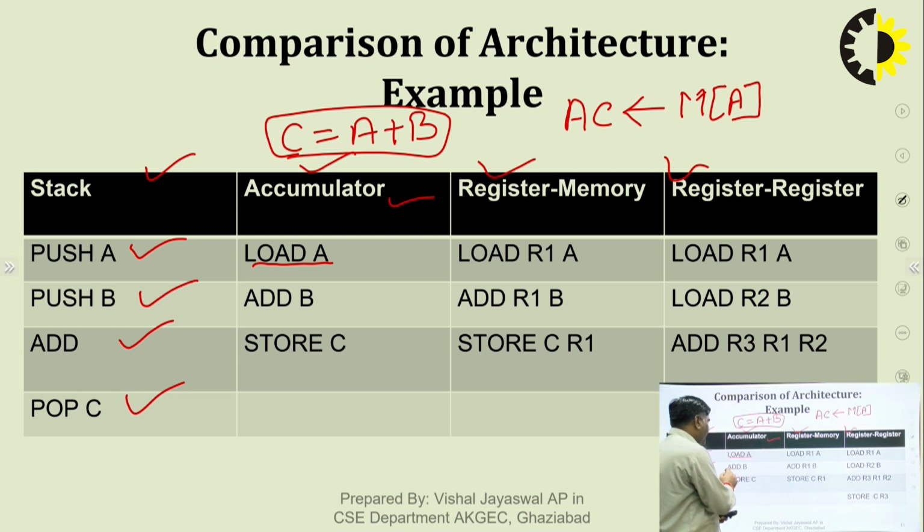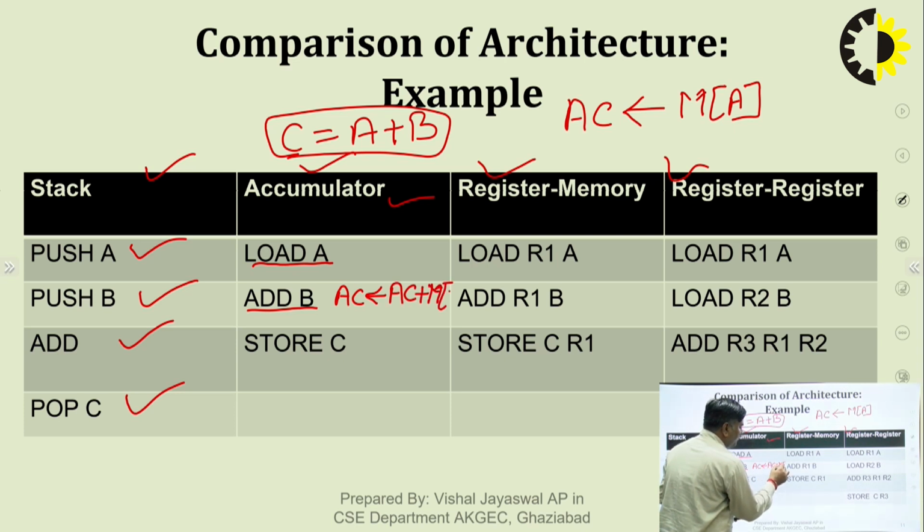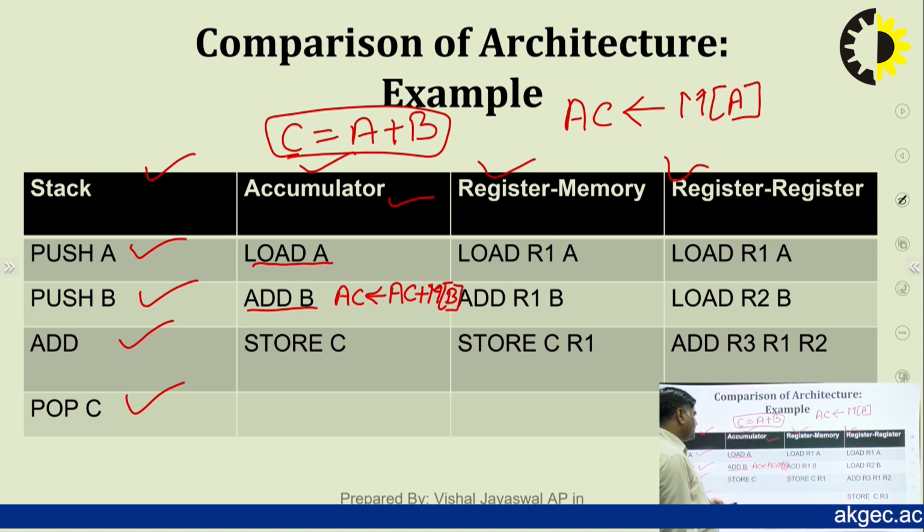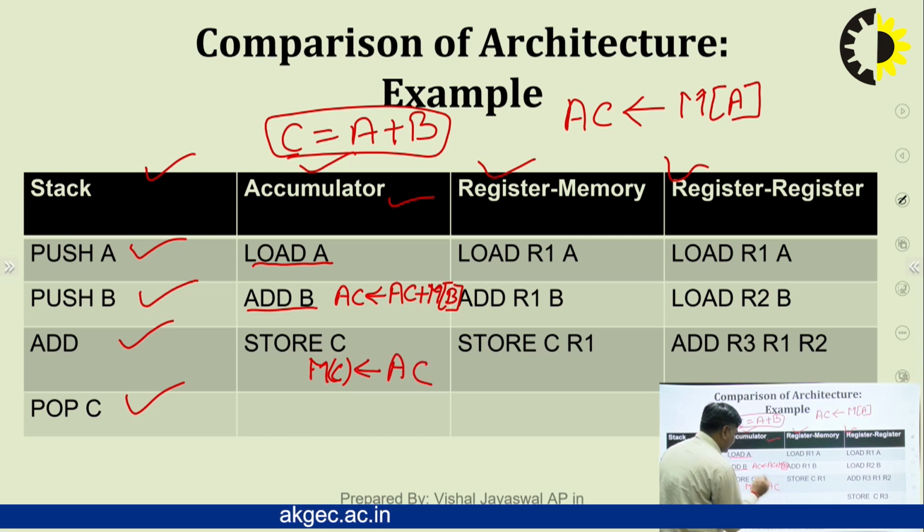Then add B. What do you mean by add B? Add B means in AC, we have to perform AC plus M of B. And when we use store C, what do you mean by store C? Store C means we have to write M of C. In M of C, we have to store AC. The content of AC, that is A plus B, is stored in memory location M of C.